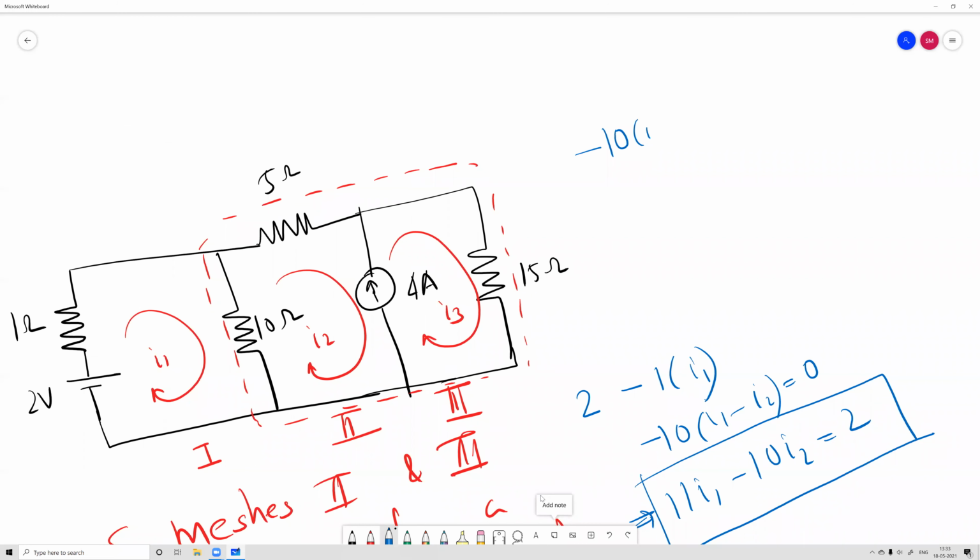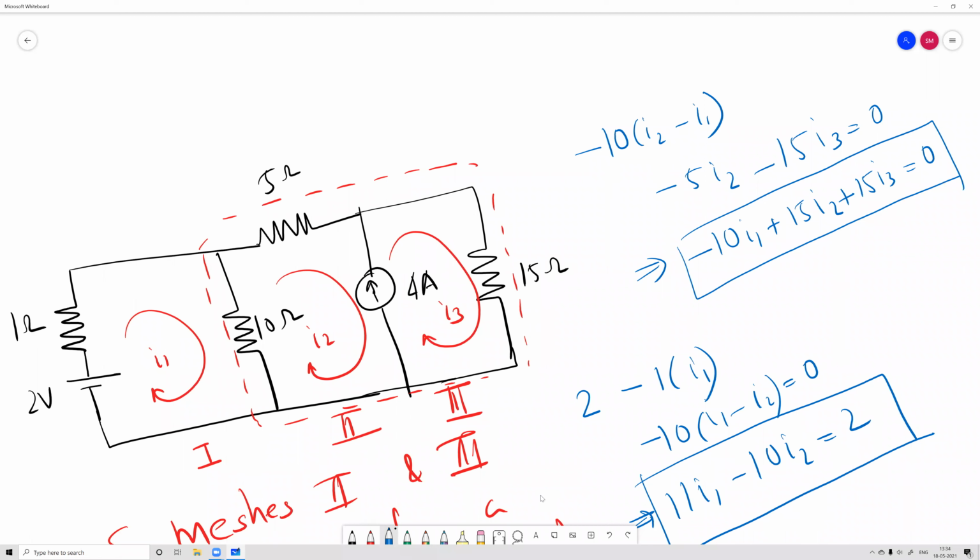Minus 10 into I2 minus I1, minus 5 I2, minus 15 I3, that is 0. Or minus 10 I1 plus 15 I2 plus 15 I3. Check whether you're getting this or not.